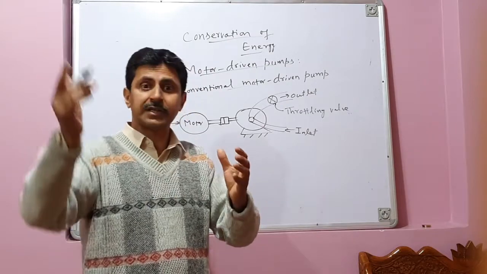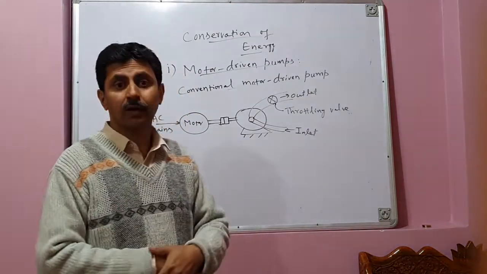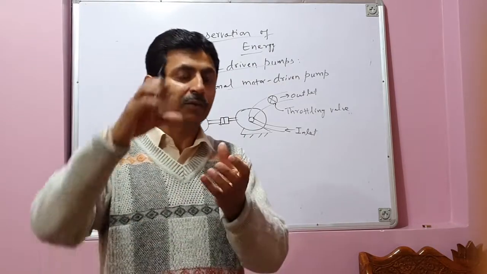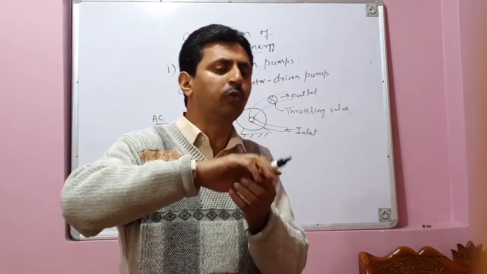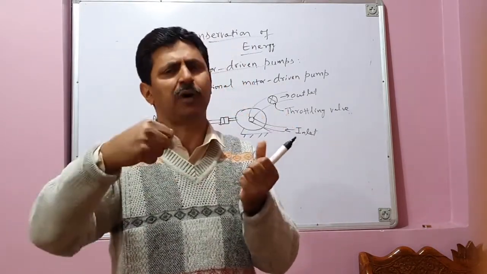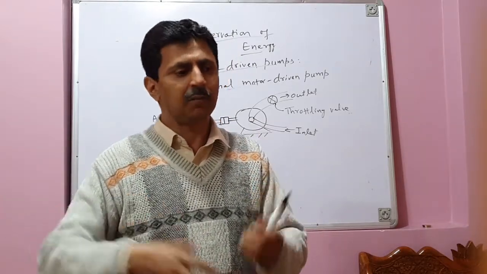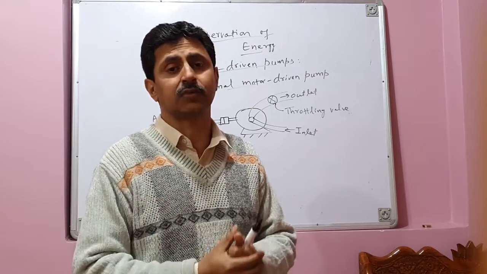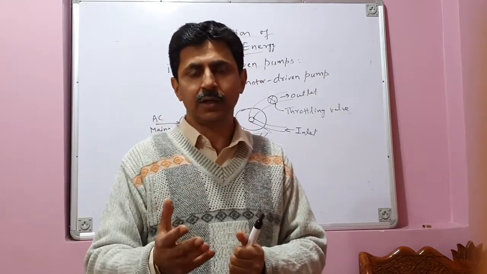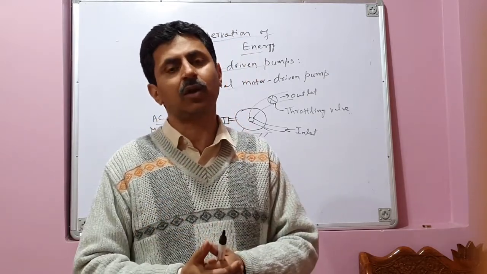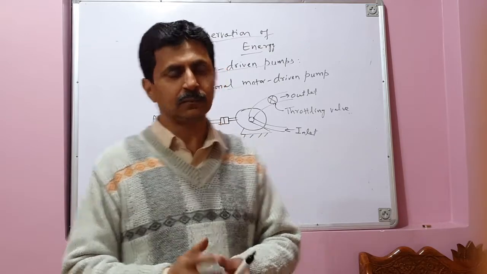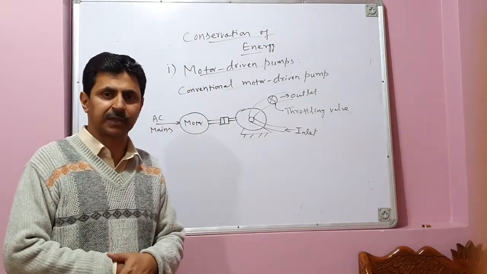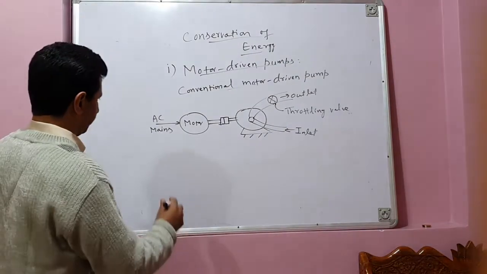So therefore, there is a lot of wastage of power, wastage of energy, at low flow rates. At low flow rates, your motor should have drawn less power because your flow rate is less. But it is drawing the same power as it was drawing at high flow rate. So therefore, it is wasting a lot of energy. How will power electronics solve this problem? How will it help in the conservation of energy? Let us see. So what will power electronics do?